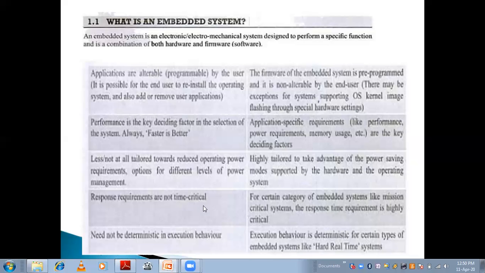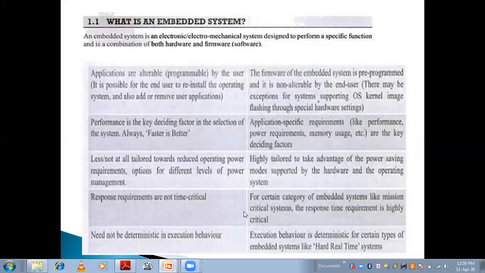Next, response requirements are not critical in general purpose systems. Means responsiveness does not have much importance. Whereas in an embedded system, responsiveness is very important. Its response must be correct and also within a time. An example is a missile system. I will give one example for each.